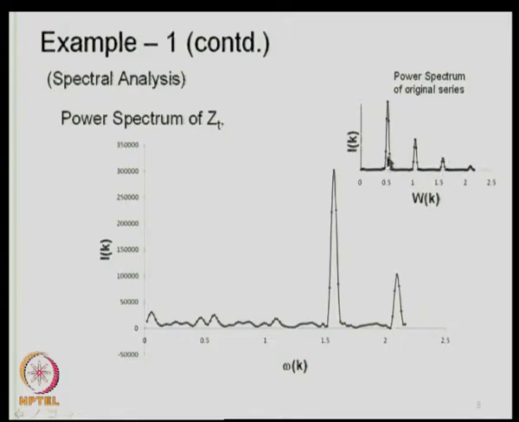This was for 12 months, this was for 6 months, 4 months and 3 months. These become prominent now. Somewhere around 1.6 or so you had a spike in the original data, that becomes prominent, and similarly somewhere around 2.2 you had a peak here, and that becomes prominent.